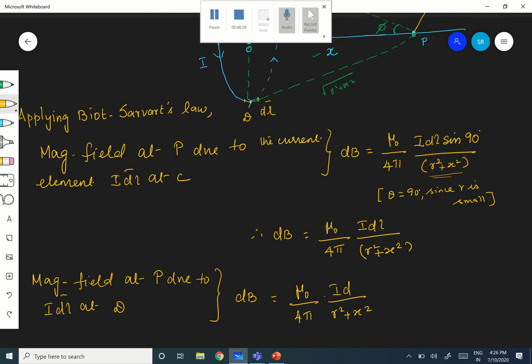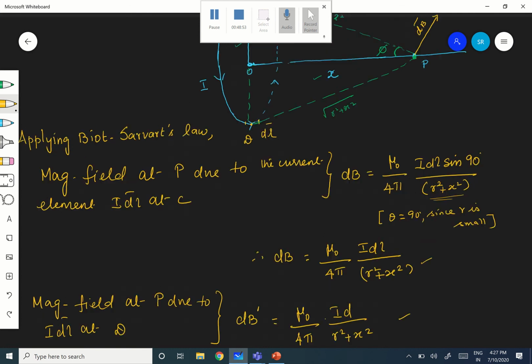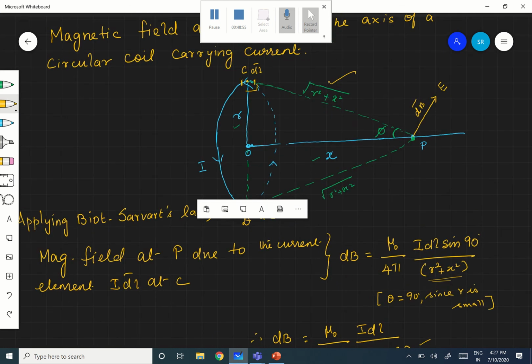but what do you say about the direction now? Are you following? So, very important, the magnitude is same, but what is the direction? Let me give this a dB dash, due to I dl at D, let me give it as dB dash. Why dB dash am I giving? Magnitude is same, but the direction differs. That is why I just want to show here what is the direction.